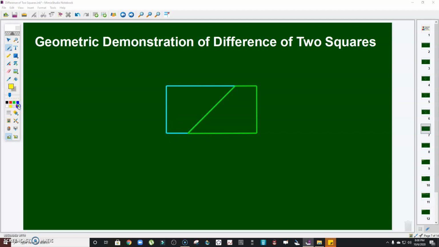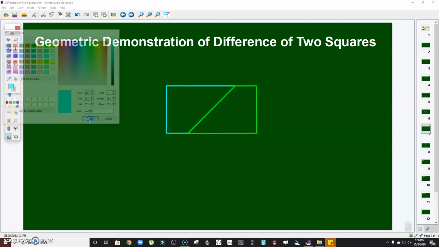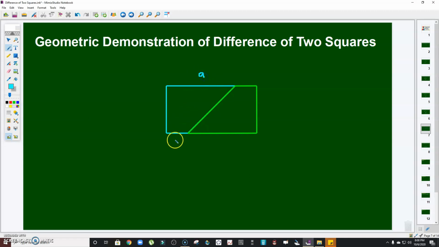Take note. The length of this one is A, the length of this one is B, while this one is A minus B. If you remember from earlier, if this is A minus B, this one and this one are equal. Therefore, the area of the entire rectangle, the yellow-green and the blue-green combined, is A minus B times A plus B. For that reason, A squared minus B squared is equal to the product of A plus B and A minus B. Clear?